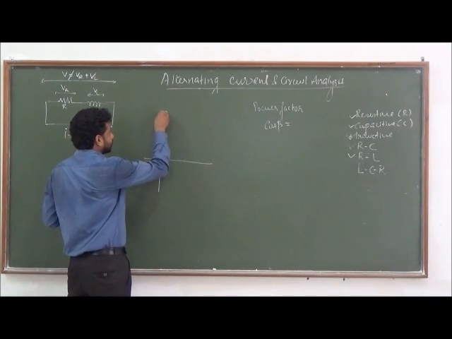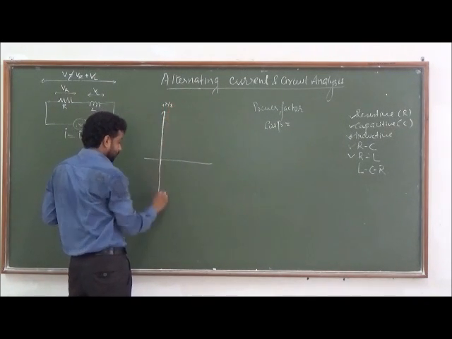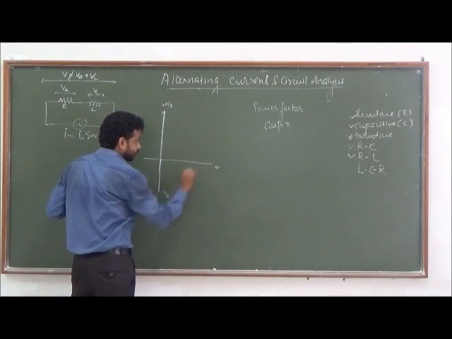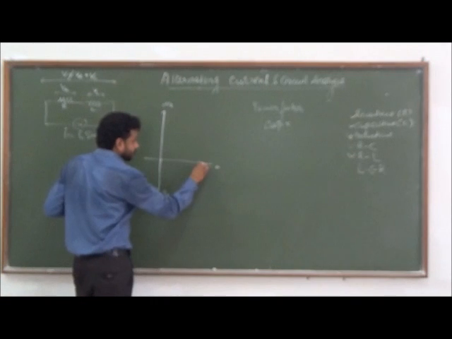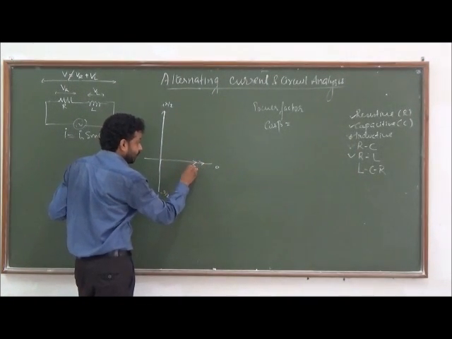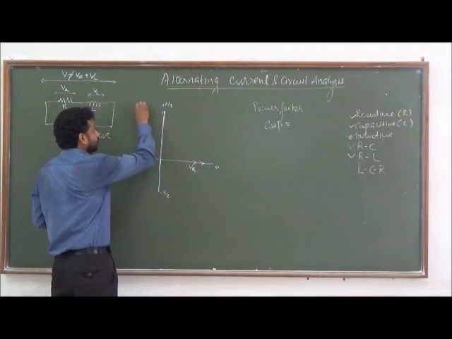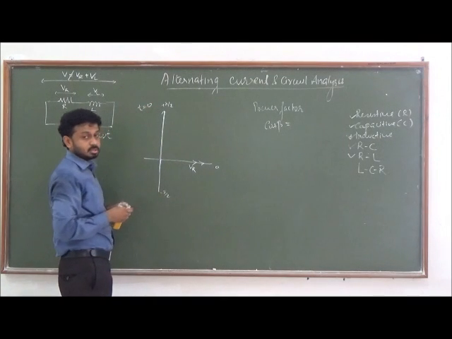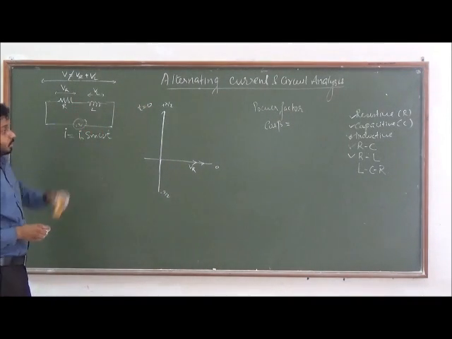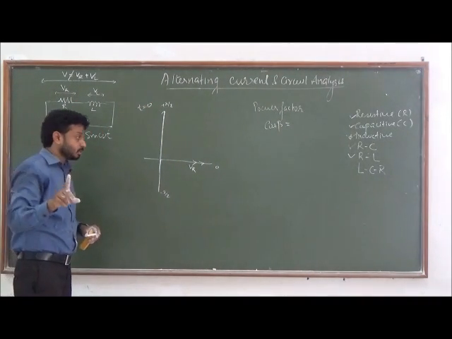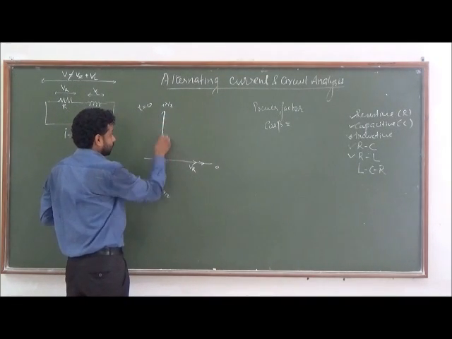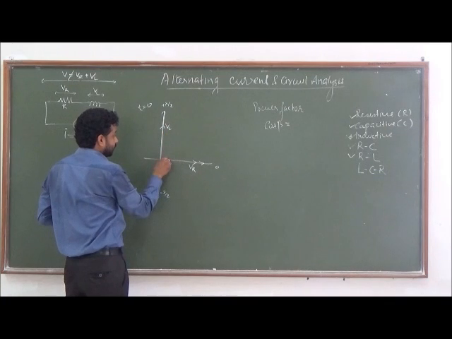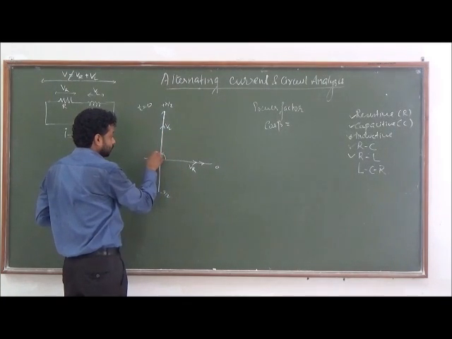With this as plus pi by 2, this as minus pi by 2, and this as 0. Now we know that if current is at 0 phase, then VR will also be at 0 phase. Remember, we are dealing with t equal to 0. Then what about VL? In an inductive circuit, the voltage leads the current. So leading means here, this is your VL leading by pi by 2.